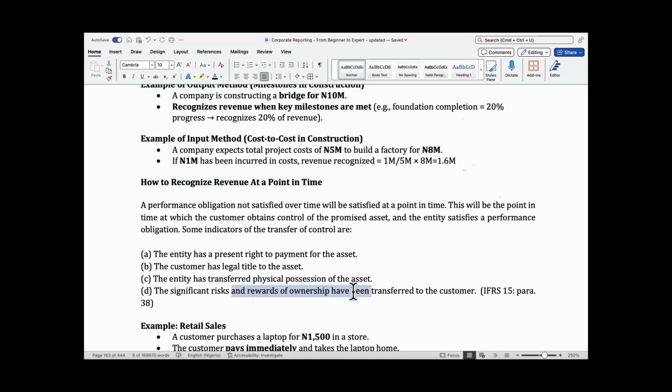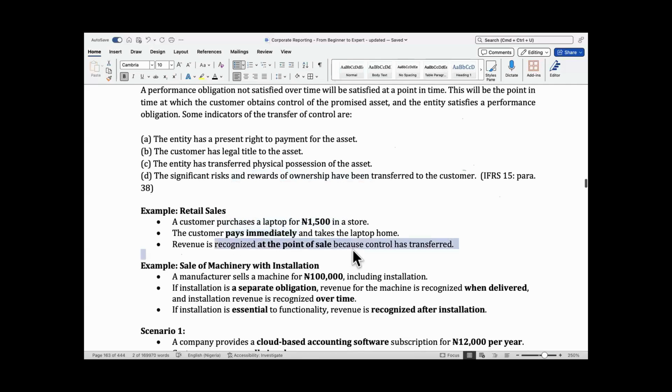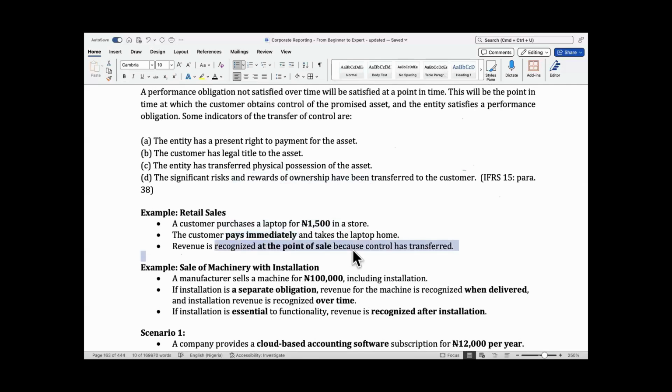An example is, if I go to a store and I buy a laptop for 1.5, the customer pays immediately and takes the laptop. The store can recognize revenue immediately because the customer has paid, legal title has transferred, physical possession has transferred, risk and reward has transferred. Recognize revenue.